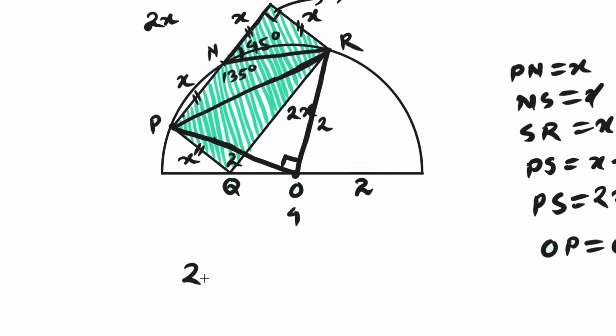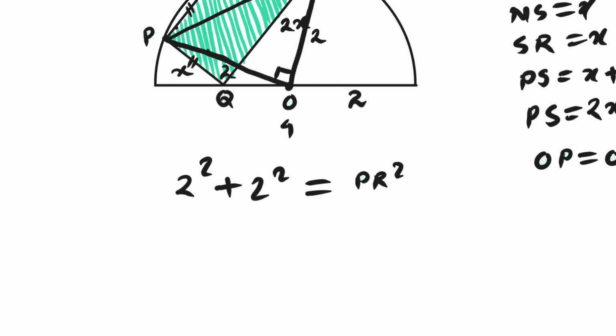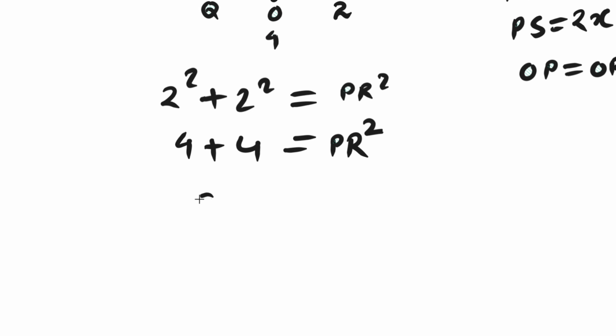Therefore, we have 2 squared plus 2 squared equals PR squared. 2 squared is 4, and another 2 squared is another 4. So we get 4 plus 4 equals PR squared. That gives us 8 equals PR squared. Therefore, PR squared equals 8.